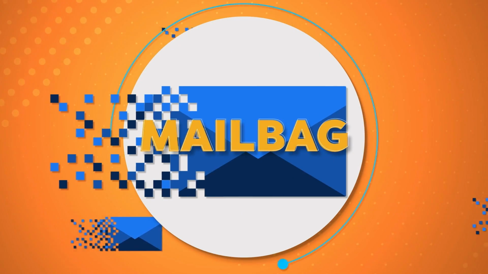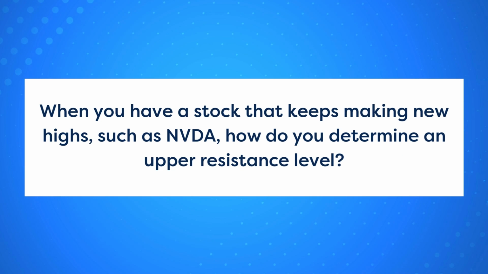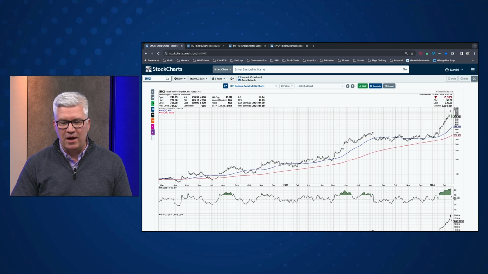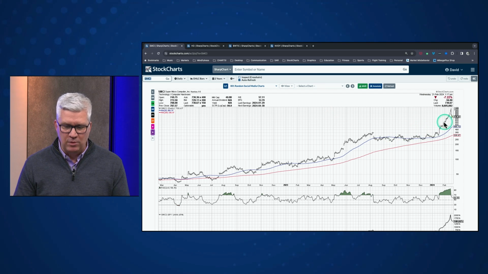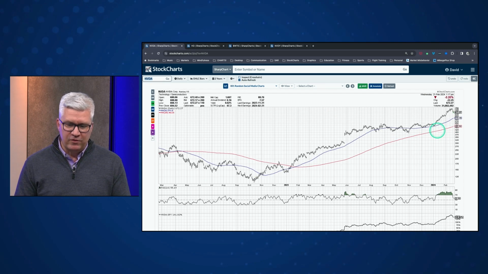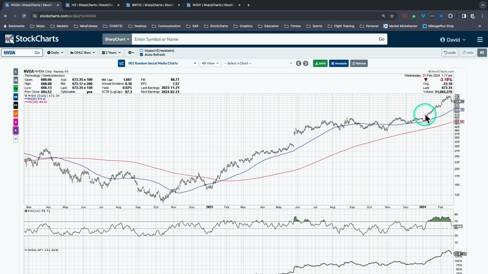When you have a stock, Dave, that keeps making new highs, such as NVIDIA, how do you determine an upper resistance level? So here's the thing. We've had no shortage of stocks that have been going higher, SMCI, NVIDIA, and so many others that have had these parabolic rallies. With any name like this, there are different phases to a trend. There's a breakout phase, something that's early on, early innings of a move.